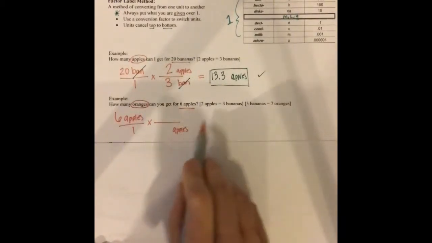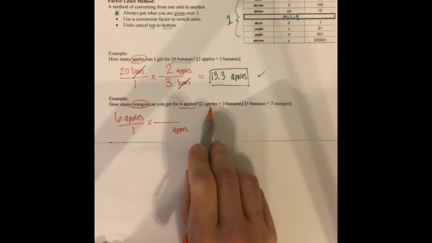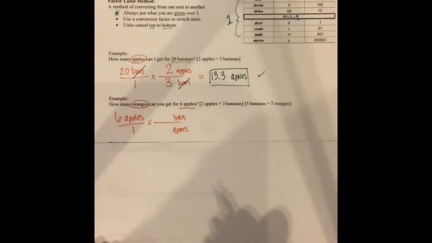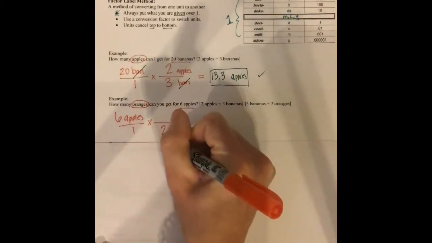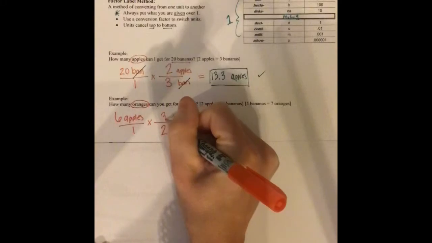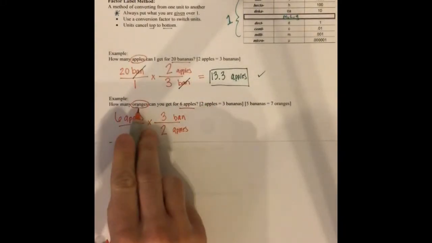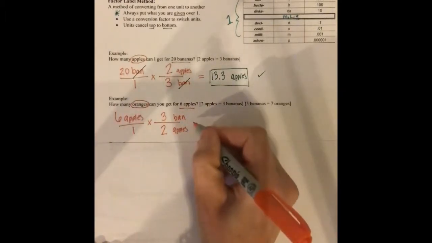Okay, if we look at our conversion factors, the only one we have that has apples in it is 2 apples equals 3 bananas. So we're going to have to use that one first. 2 apples gives me 3 bananas. Oh, well, that's not what I want to find, so we need to keep going.